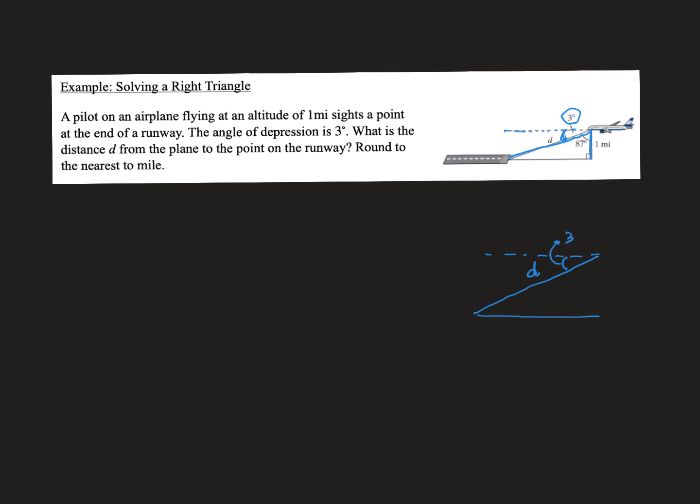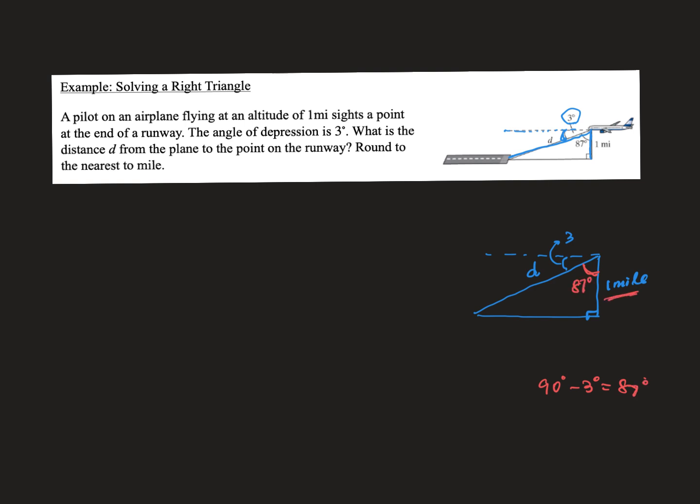That's a right triangle right there. This is 1 mile. Just keep in mind there are many different ways to solve it, guys. I want to find this angle first. How can I find this angle? The total is 90 minus 3, which is 87 degrees. So this is 87 degrees.